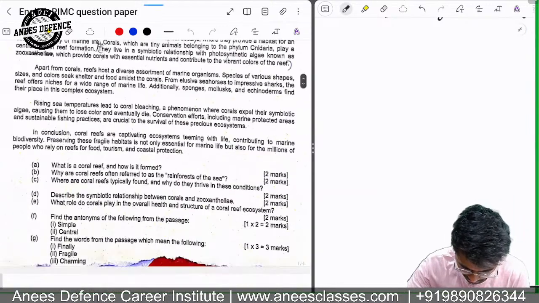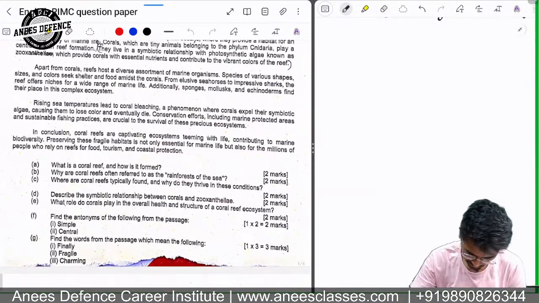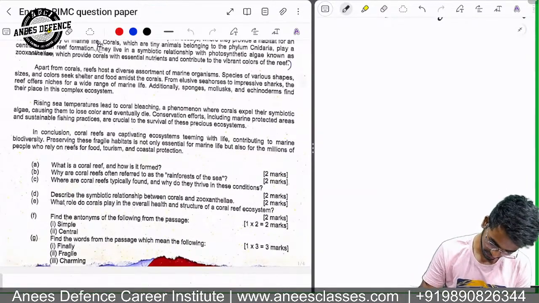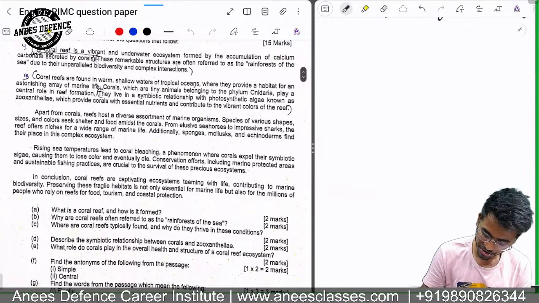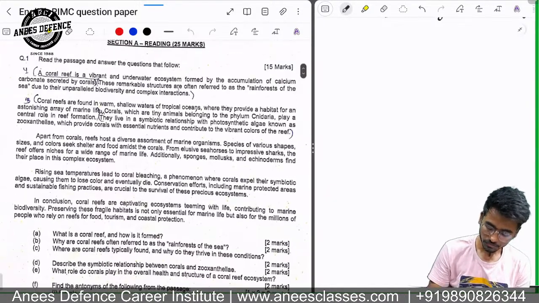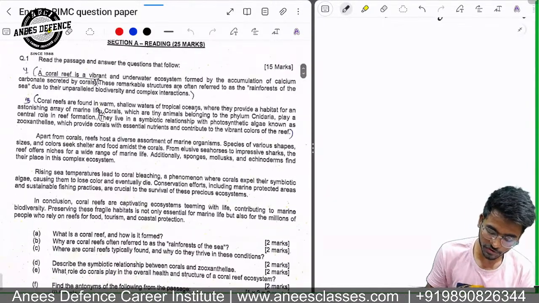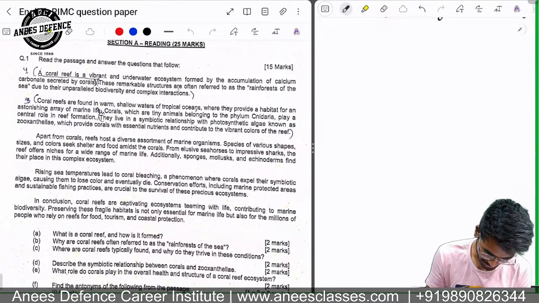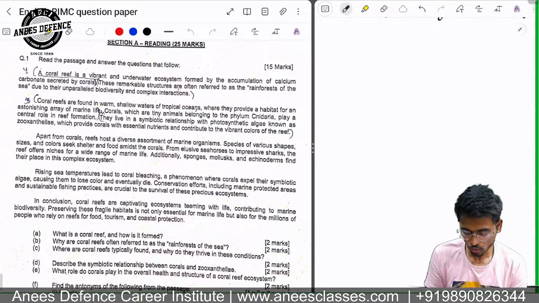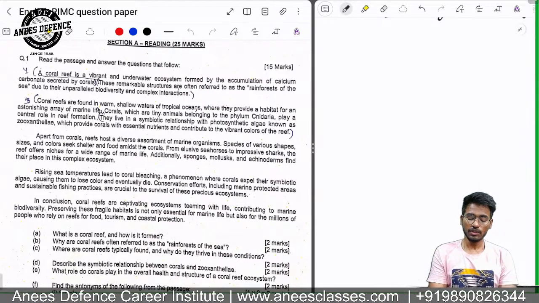The first question says, what is a coral reef and how is it formed? The answer to this question lies in the very first line. A coral reef is a vibrant and underwater ecosystem formed by the accumulation of calcium carbonate secreted by the corals. This was a very easy question.